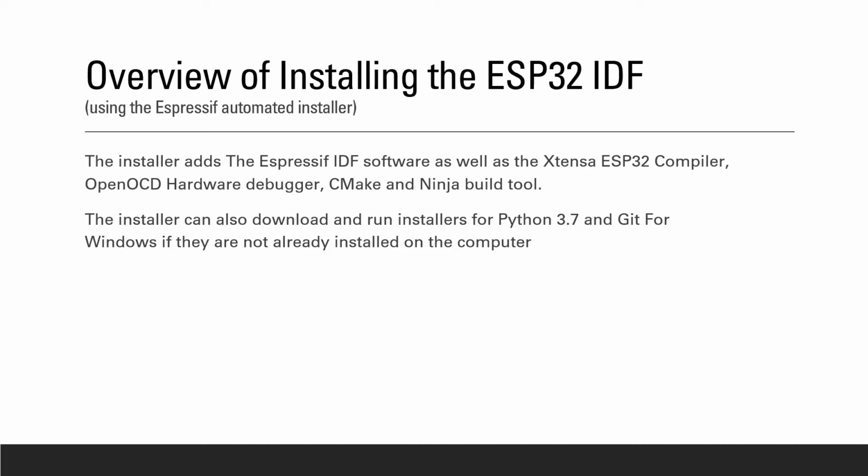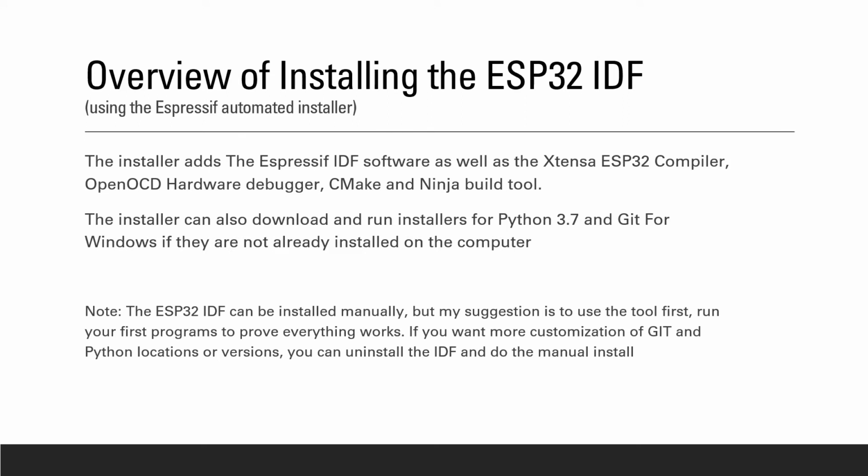The installer can also download and run and build Python 3.7 and Git for Windows if they're not already installed on your computer. And I think I've said a couple times, I just suggest you get rid of Git and Python. You probably have later versions, and there can be some compatibility issues. You're going to see that the build script is pretty involved, and it's just easier to let Espressif pull in the versions of Python and Git that it wants to use.